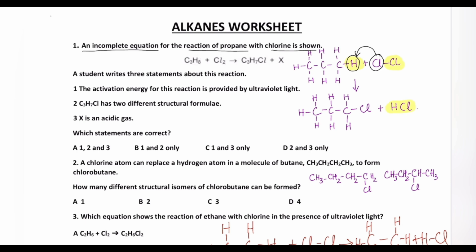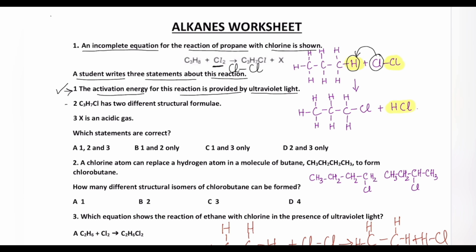Now the question is, a student writes 3 statements about this reaction. The first statement is the activation energy for this reaction is provided by the ultraviolet light. Yes, ultraviolet light is the basic and necessary condition for the reaction to take place, as it helps in the breaking of the bond between the chlorine atoms to start the reaction. So statement 1 is right.